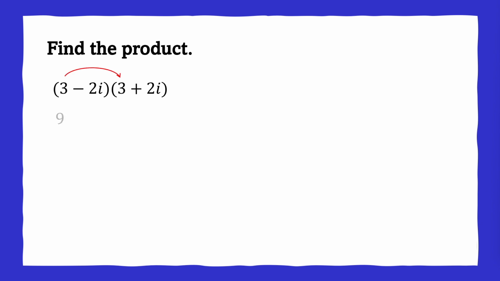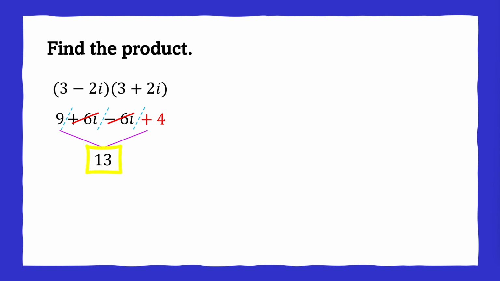First, 3 times 3 equals 9. Next, 3 times 2i equals 6i. Then negative 2i times 3 equals negative 6i. And finally, negative 2i times 2i equals negative 4i squared. Remember that i squared equals negative 1. So negative 4i squared simplifies to plus 4. Let's combine like terms. For the real parts, we have 9 plus 4, which equals 13. The imaginary parts 6i and negative 6i cancel each other out. Therefore, the final result is 13.